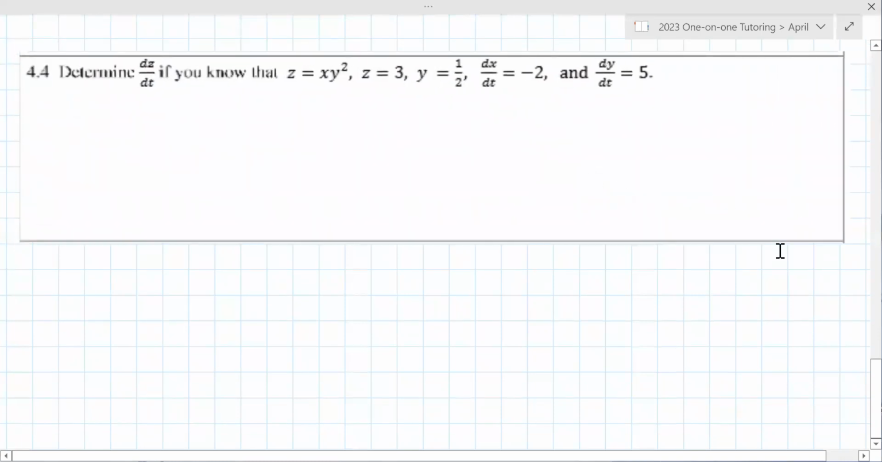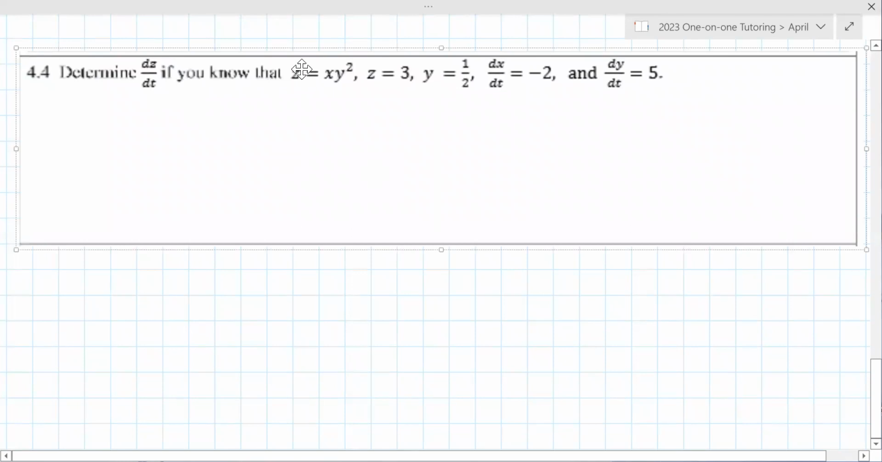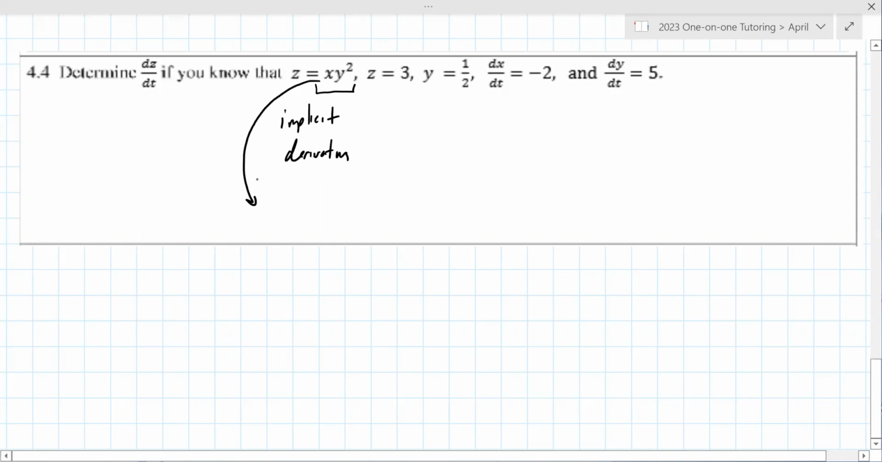All right, determine dz dt if you know that z equals x y squared. They give you a z value, a y value, a dx dt and dy dt. This could feel a little overwhelming, but what they're saying is that x is really a function of t, and y is also a function of t. When you see two variables, you want to think implicit derivatives. Do you remember how to find the derivative of this using product rule, but it's an implicit derivative situation?